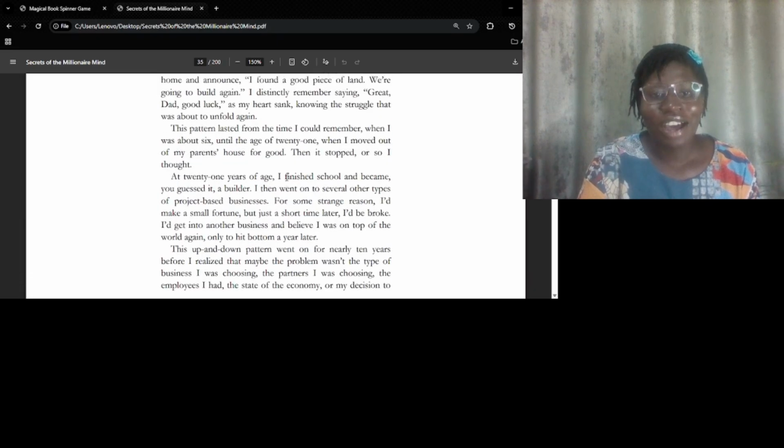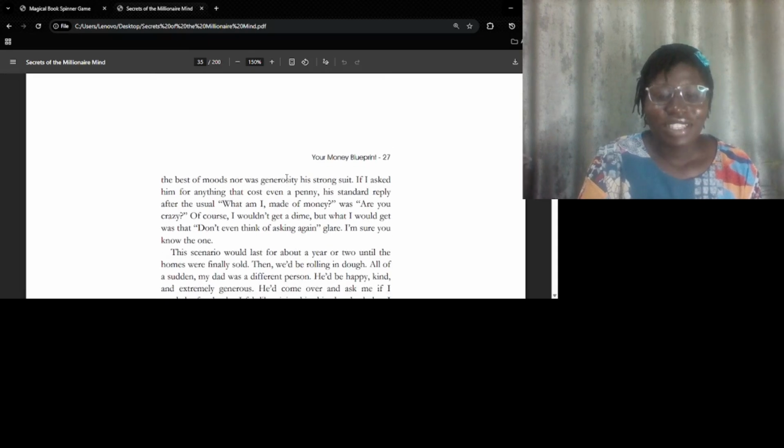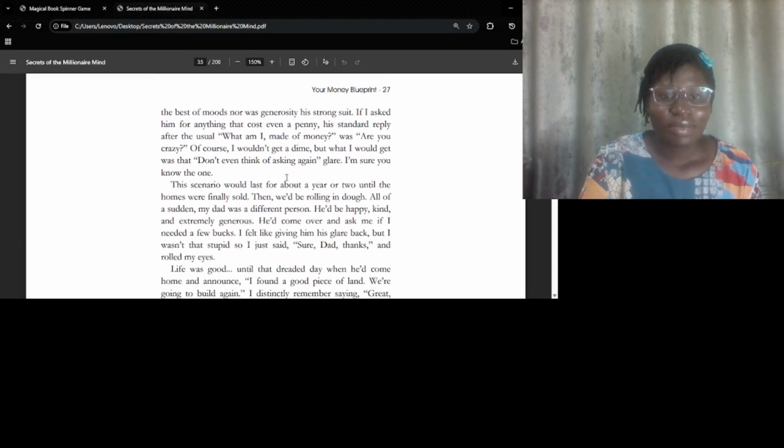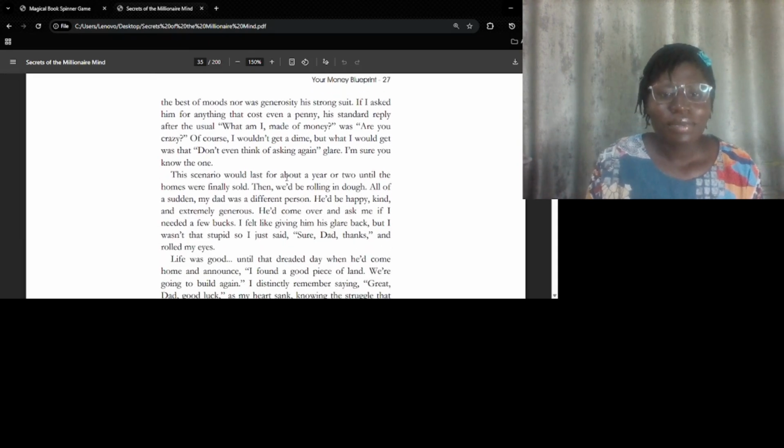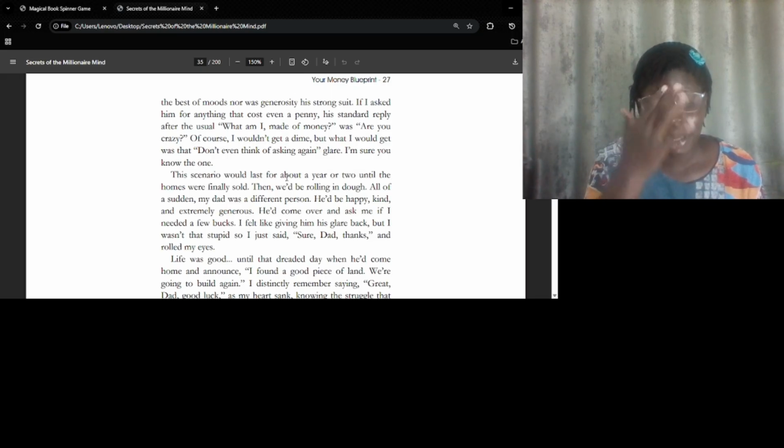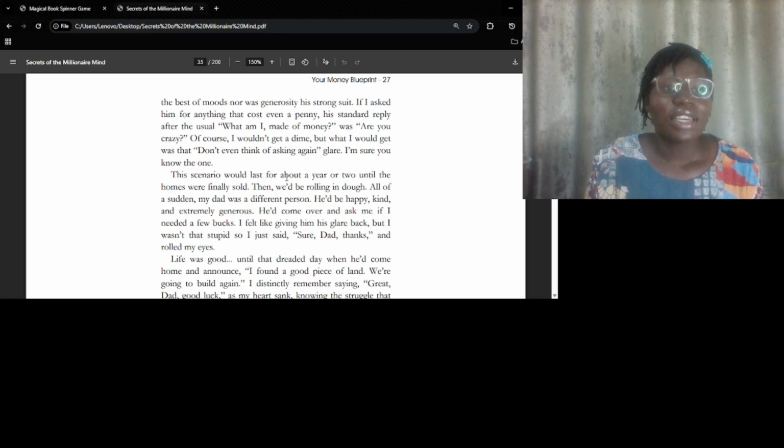Oh my God, page 27 just got done like that. But I'm trying to think, he's narrating his parents' financial behavior in the past, and its influence on him. Yeah, again, this passage has reminded me of the rat race in Rich Dad, Poor Dad.